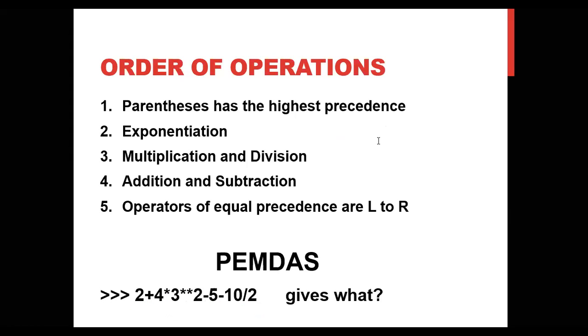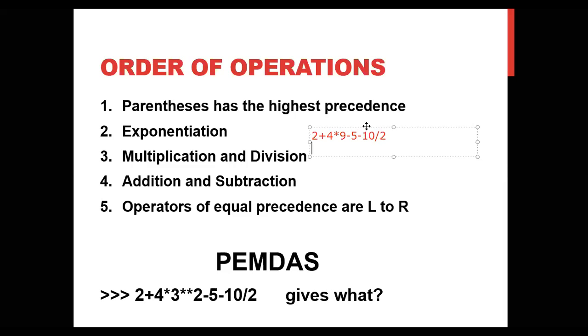Here observe this. What we are going to get is 2 plus 4 into 3, sorry, 3 raises 2 means 3 power 2. That is 9. In place of 3 raises 2, we get 9. So 2 plus 4 into 9 minus 5 minus 10 divided by 2. Okay, this is what we are going to get.